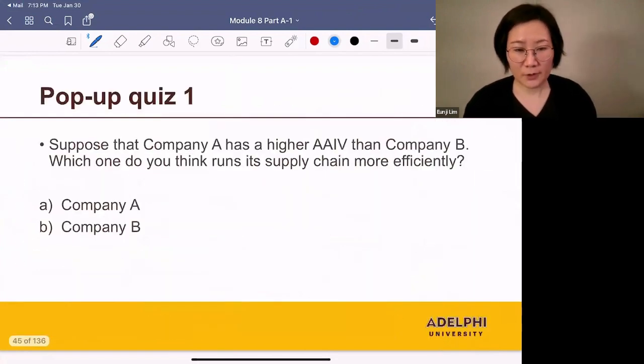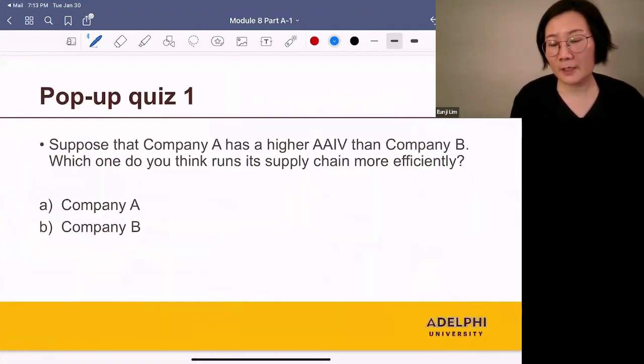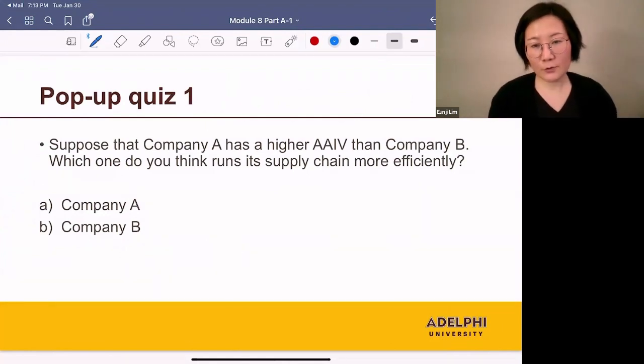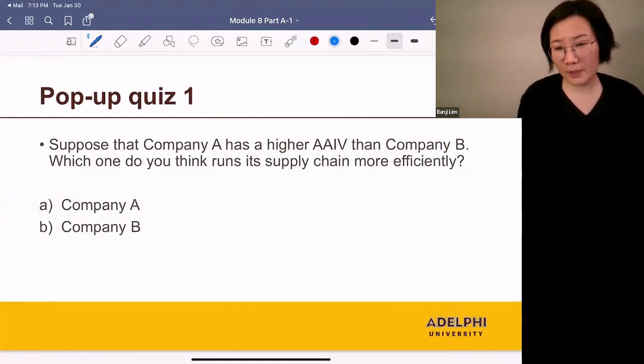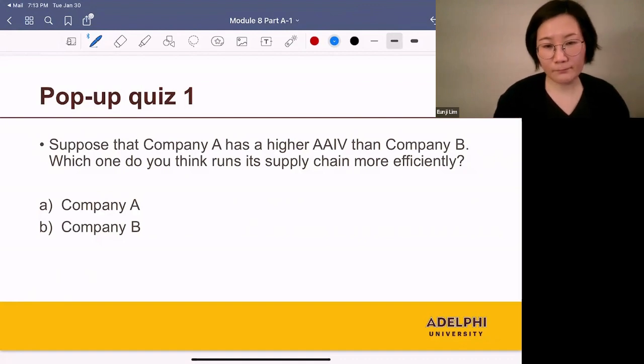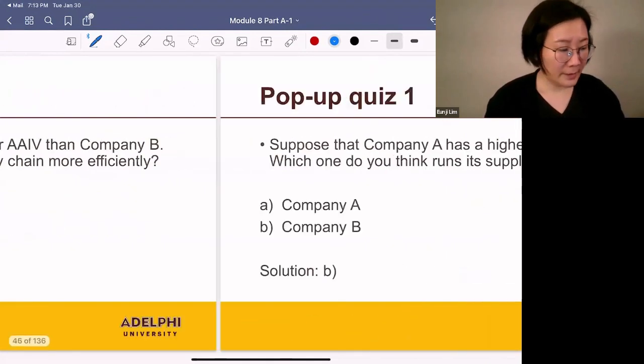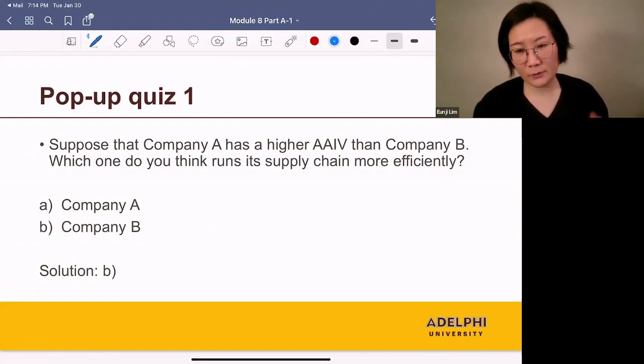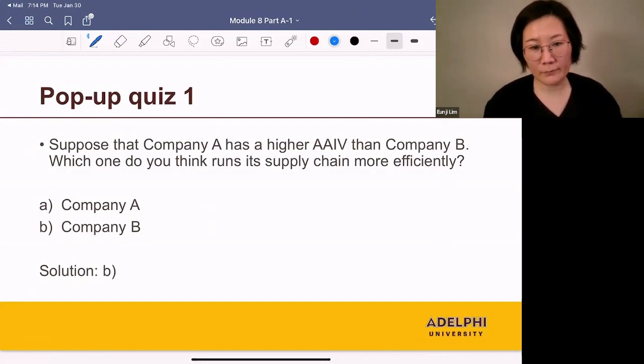Let me ask you a question. Suppose company A has a higher AAIV than company B. Which one do you think runs its supply chain more efficiently? The answer is B, because a high AAIV means more money is tied up in inventory and the cost of holding inventory is higher, so it's less efficient.